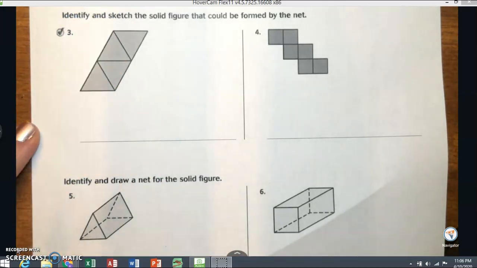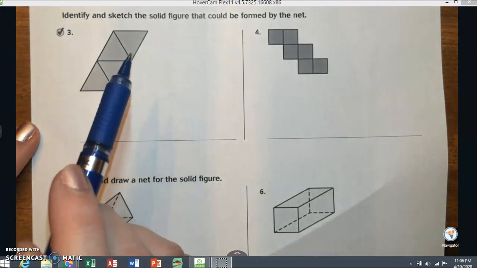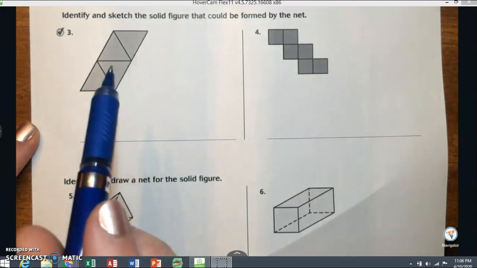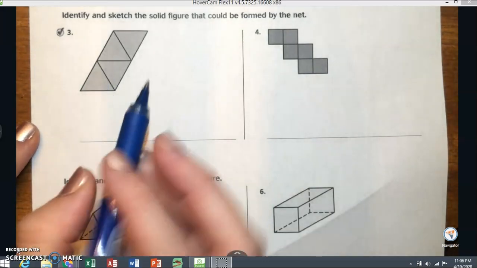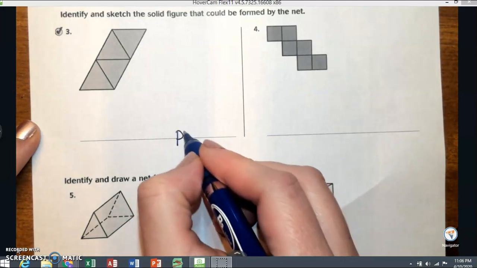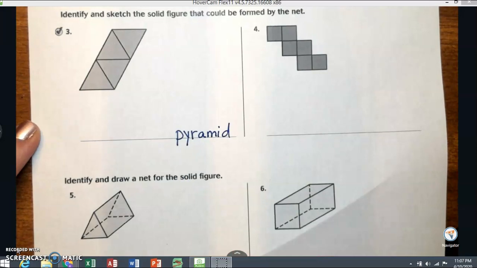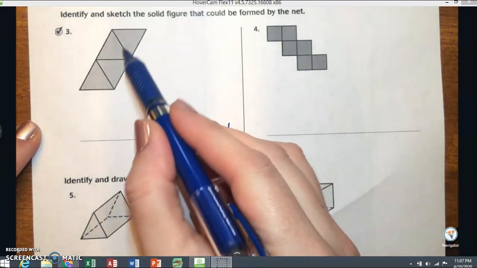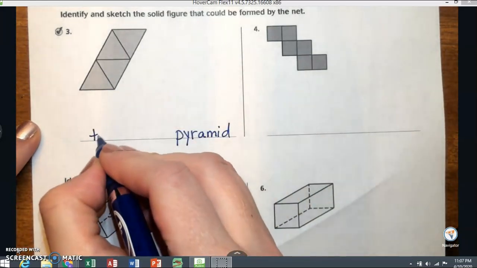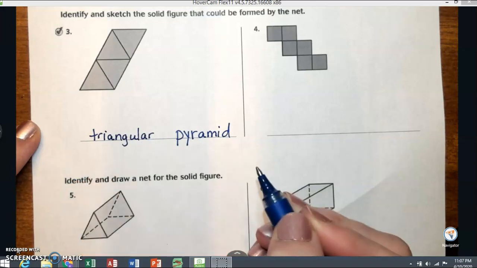Now the question is, does that give us enough triangles for it to be a prism? For one, a prism has to have rectangles, so that's not going to work, right? This is only triangles, so we're dealing with a pyramid. But we have to be more specific than that. What kind of pyramid? Well, again, we look at this and all we see is triangles, so this would be a triangular pyramid.